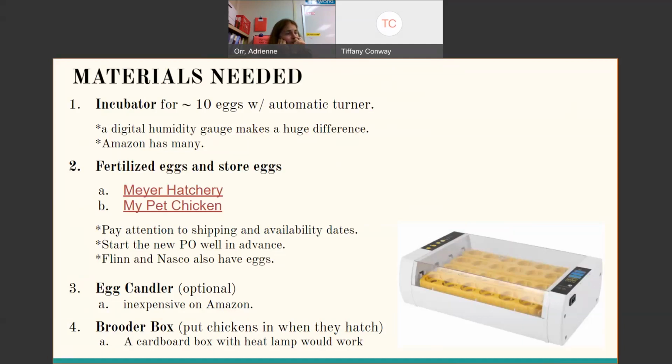So we ordered from My Pet Chicken. And they did have eggs, but the hatch rate wasn't as good. They were a little bit more difficult to work with. So, I mean, we would recommend Meyer Hatchery if you're choosing between those 2.